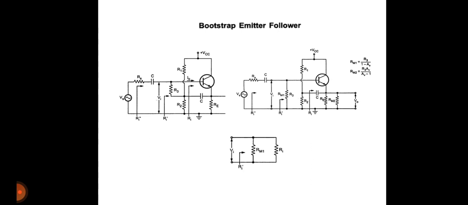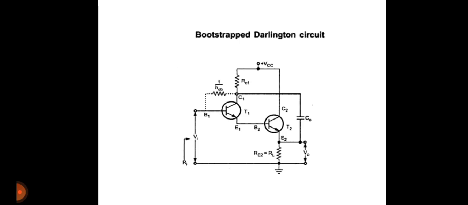C will be shorted. When C is shorted, R3 will be connected directly to RE, as here R1, R2. When C is connected, R1 and R2 will be connected at the output side. See, R1 and R2 are shown in figure. Bootstrapped Darlington circuit. So this is another circuit to obtain more input impedance.